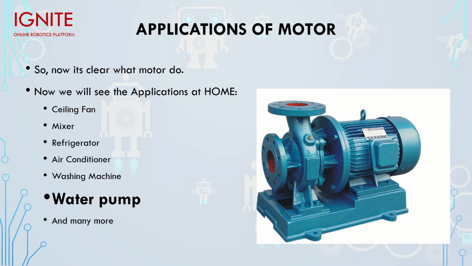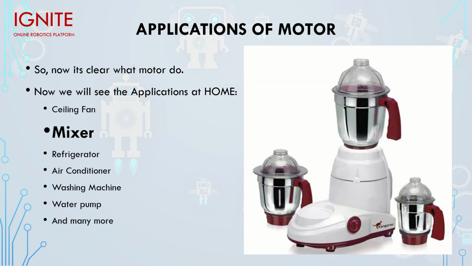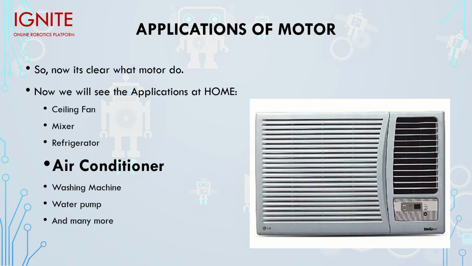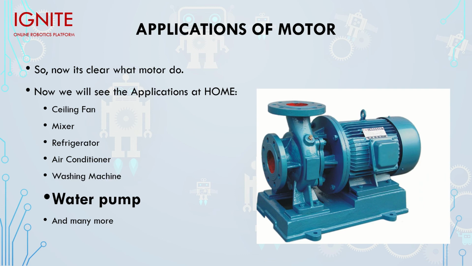So at every place, motors are used. Now you come to know that at your home lots of machines and equipment are working with a motor, like the ceiling fan at your head. The mixer used by your mom works with a motor. The refrigerator has a motor. The air conditioner has a motor. The washing machine has a motor. The water pump has a motor.